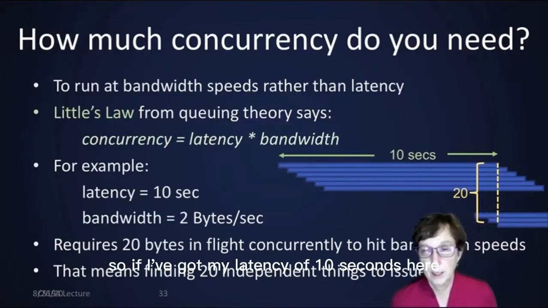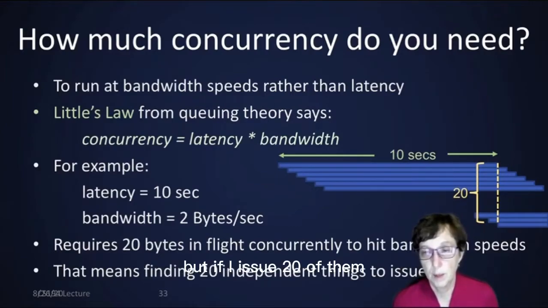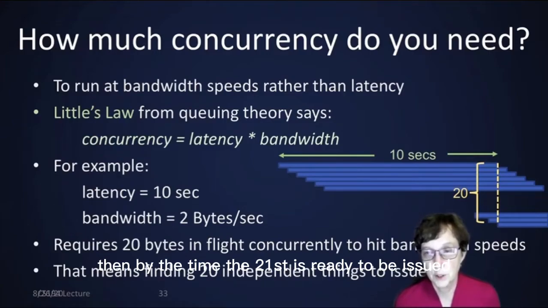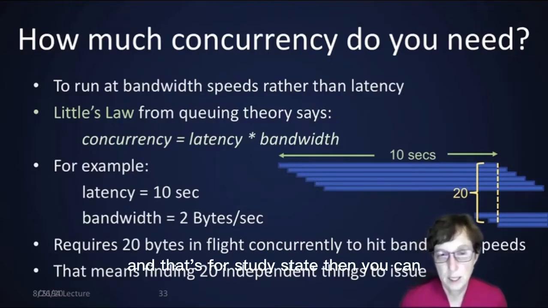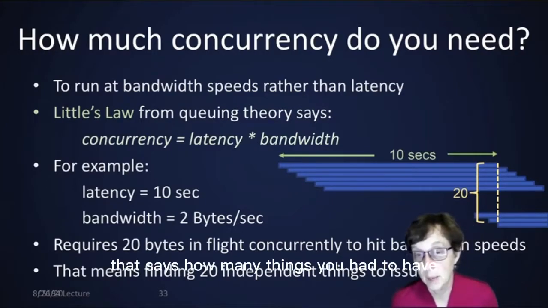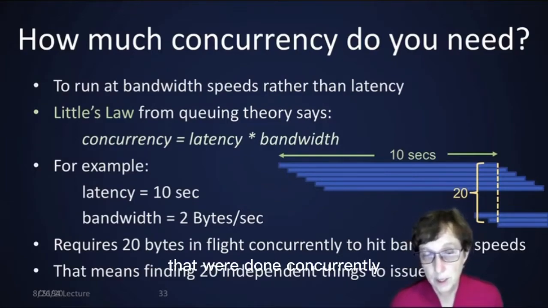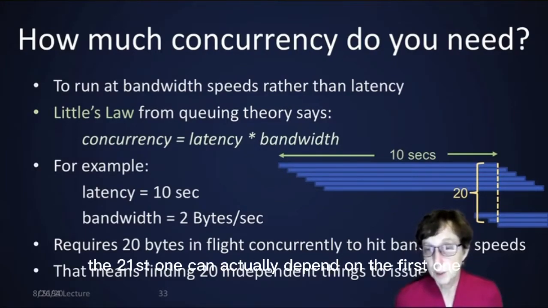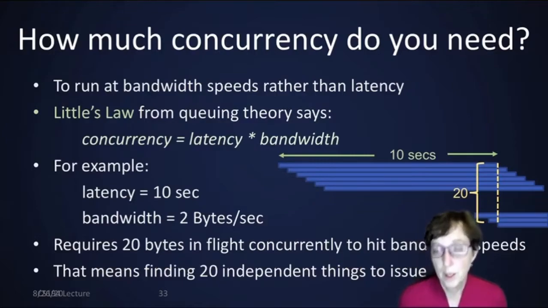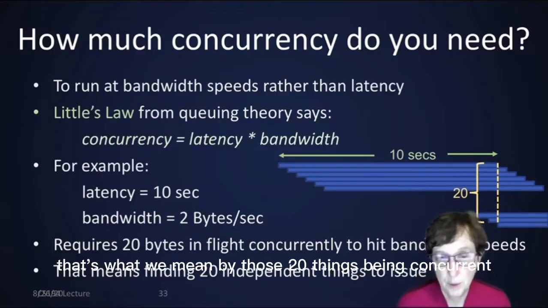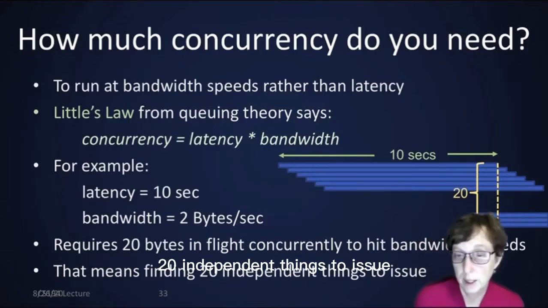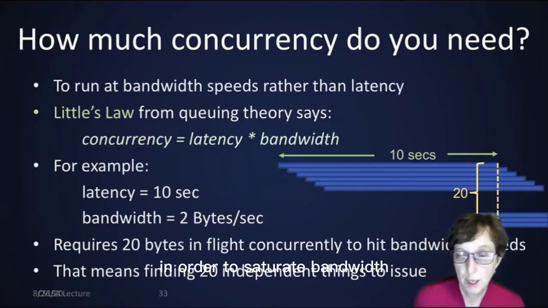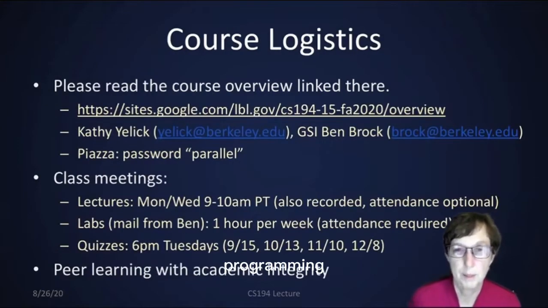If I've got my latency of 10 seconds here, each one of these is 10 seconds long, but if I issue 20 of them, then by the time the 21st is ready to be issued, the first one will have completed. If you continue doing that in that steady state, that says how many things you had to have done concurrently: those first 20. The 21st one can actually depend on the first one. That's what we mean by those 20 things being concurrent. So that means you're going to have to find 20 independent things to issue in order to saturate bandwidth, which will be one of the goals in performance programming.